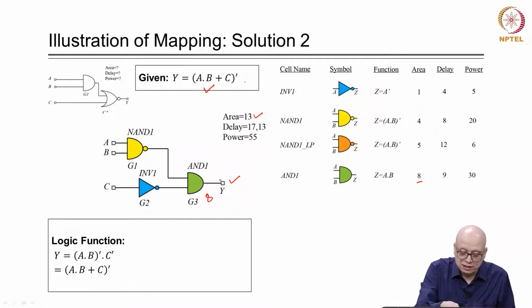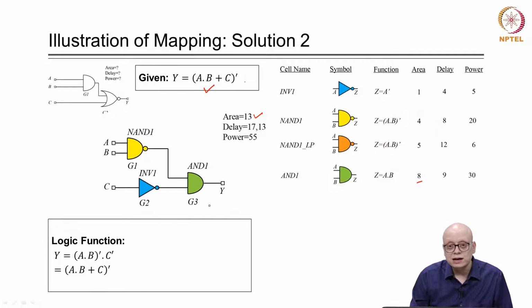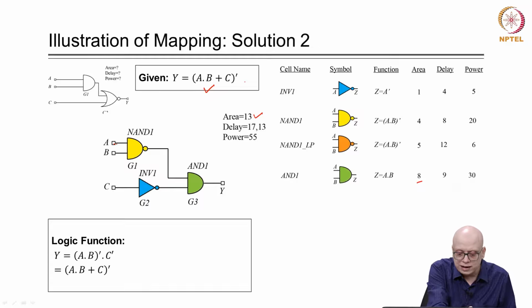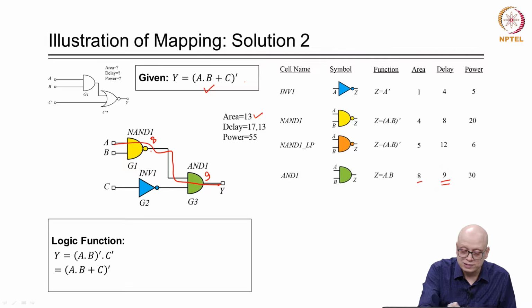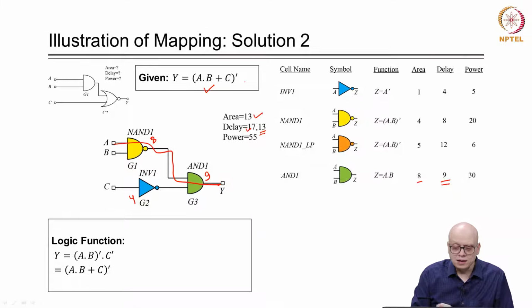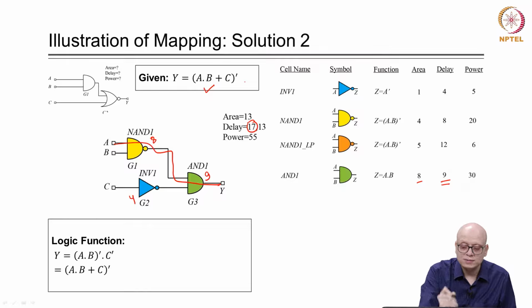And what is the arrival time, the worst case delay? The delay from A to Y or B to Y are both the same, and that will be the sum of the delay of this AND gate, which is 9, and the delay of NAND 1, which is 8. So, 8 plus 9 is 17. And what about the other path from C to Y? Its delay is 4, plus 9, plus 4, which is 30. But what will matter is the worst case, and the worst case delay is 30.